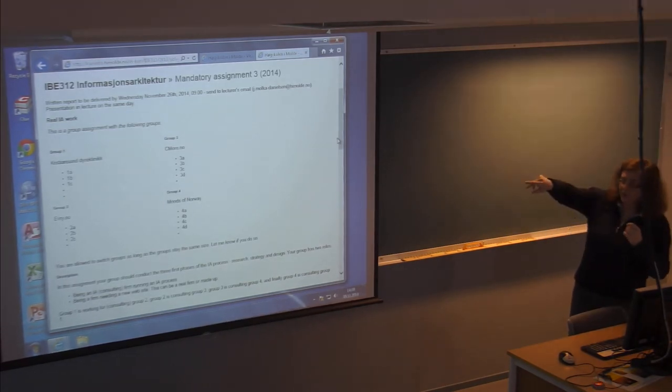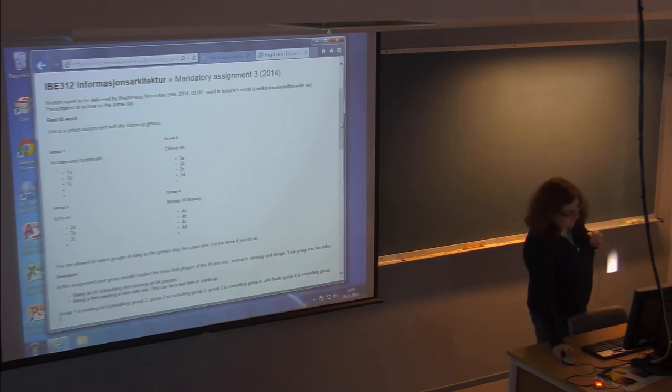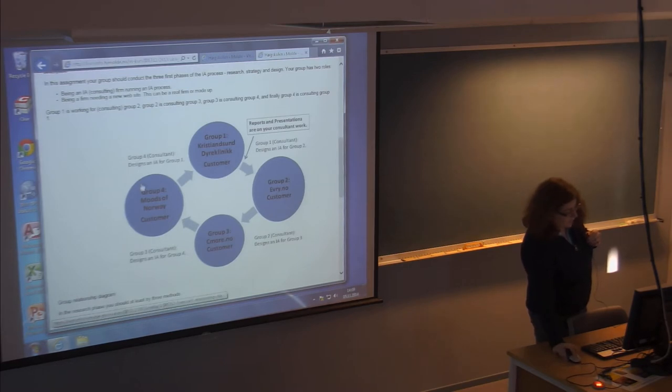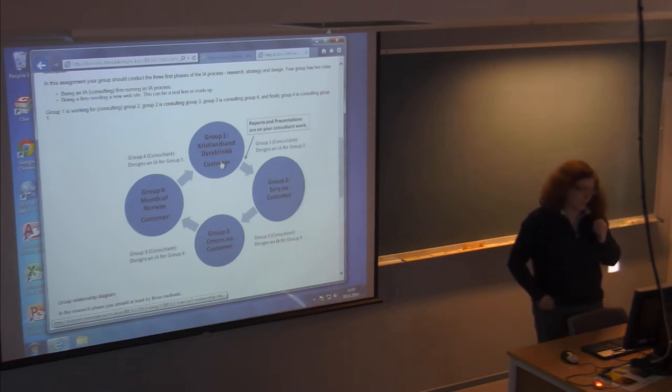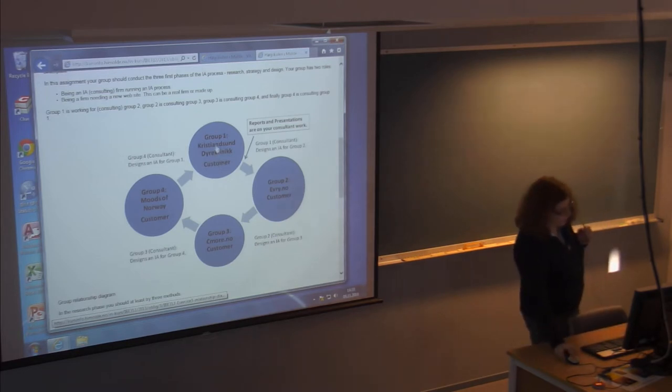You're still going to have to interact with the other groups, because if you are group number four, you're designing an information architecture for group number one. And then if you're group number one, you're designing an information architecture for group number two. So when you get Moods of Norway, you're not actually writing about Moods of Norway. You're writing about the kennel site. So you have to make sure that you're writing about the group that you want to write about.